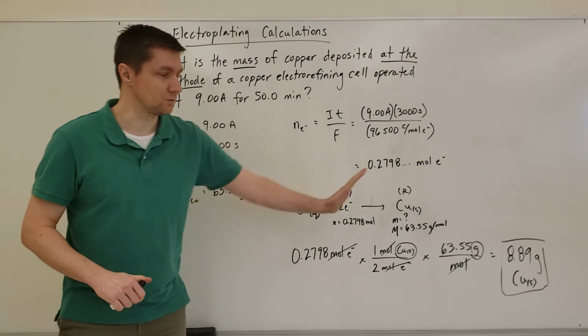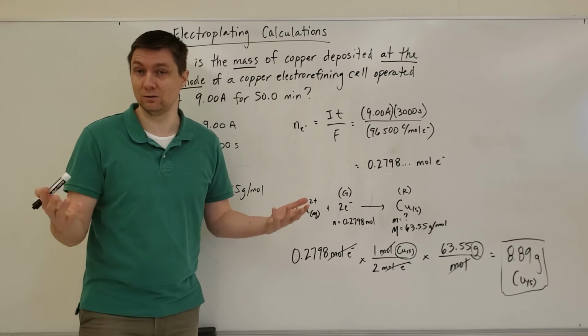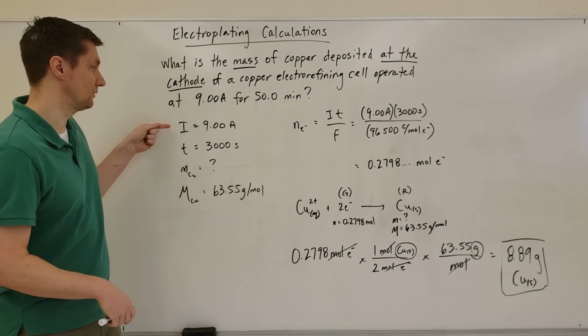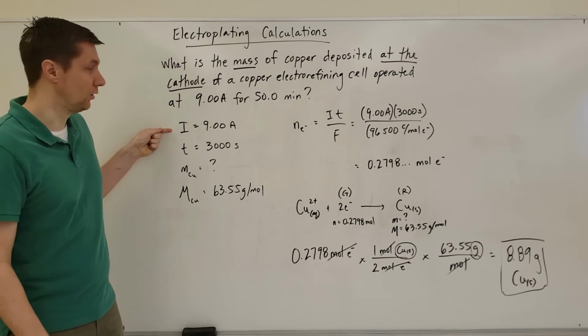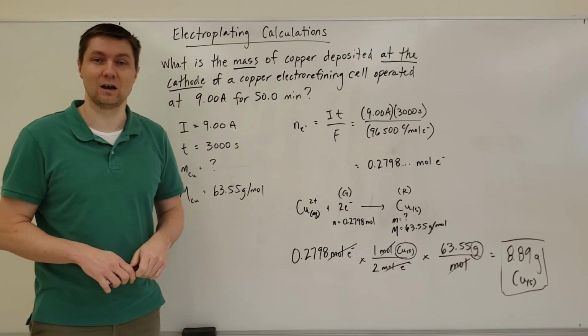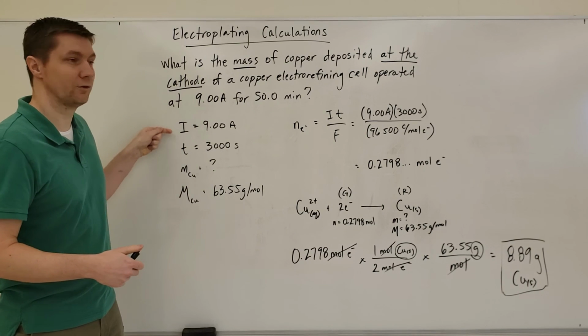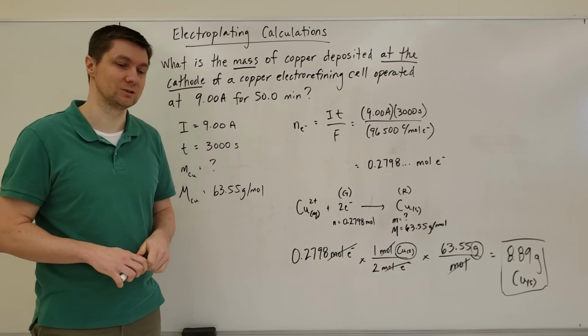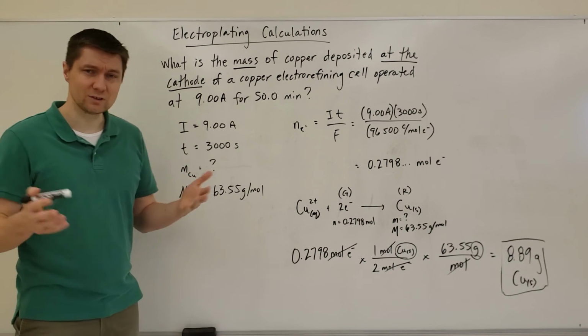One kind of working this way, asking how much is electroplated, usually in grams, or if they give you how much was electroplated, oftentimes they'll either ask you to calculate for the current, or sometimes they may even ask you to calculate how long it would take for you to run that current in order to electroplate that mass onto that substance. So hopefully this is helpful.